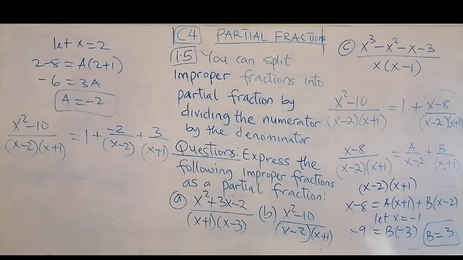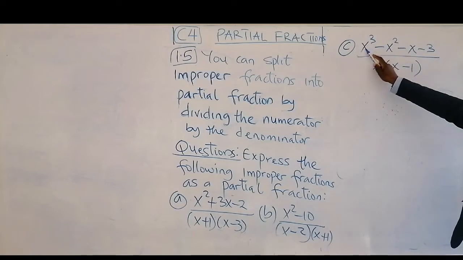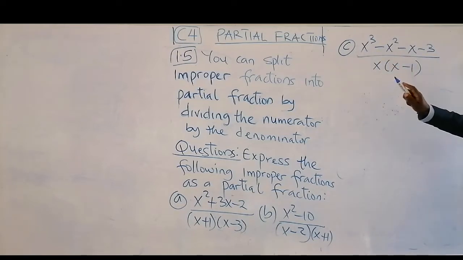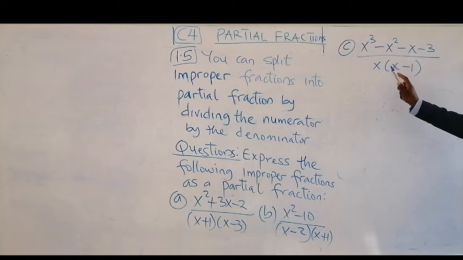Then the next one is the C part. So let's quickly dive into the C part. If you check the third question here, you realize that the power of the polynomial here is 3. The power of the denominator here is 2. So the numerator power is higher than that of the denominator. So let's quickly expand the denominator.